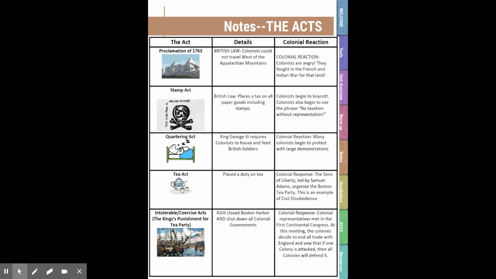So the colonists, this is the last straw with the king. They're going to meet together. They're going to send representatives to meet in the First Continental Congress. At this meeting, the colonists decide to end all trade with England and vow that if one colony gets attacked, all the colonies will defend. So this is them coming together and standing their ground. Join or die.